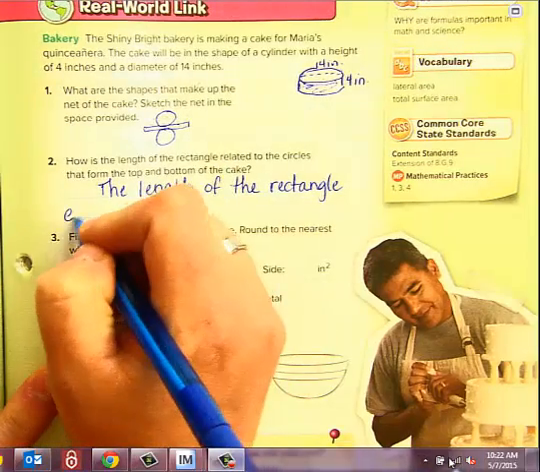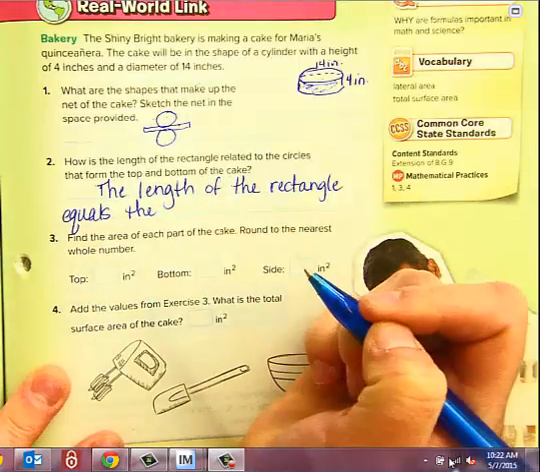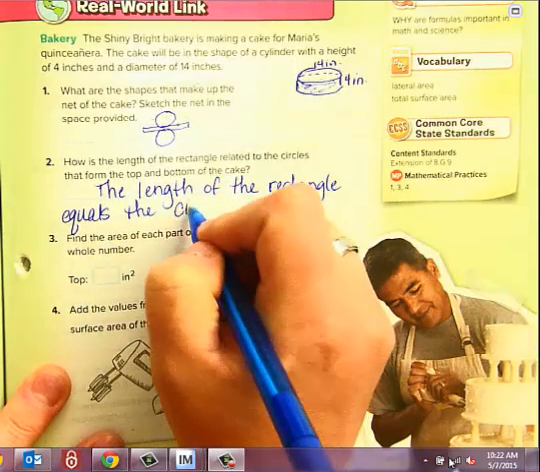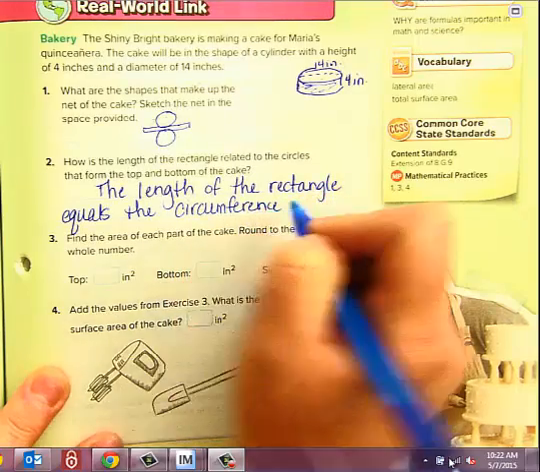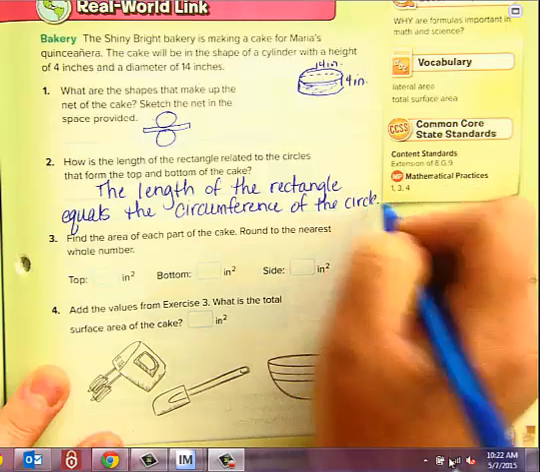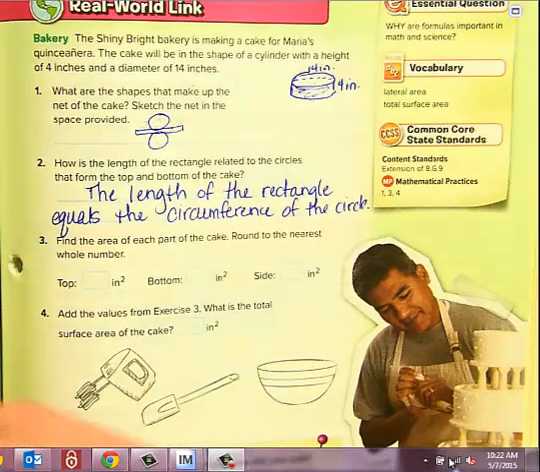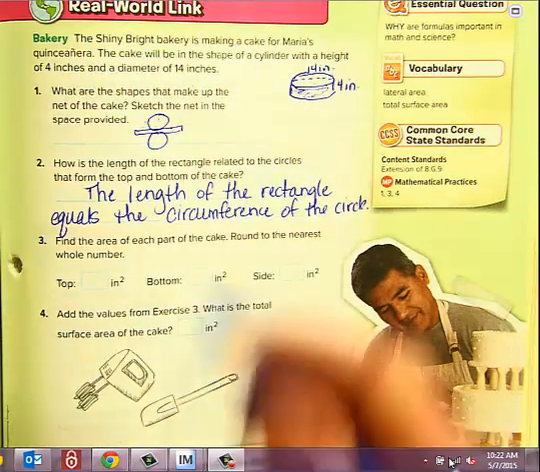equals, that word for all the way around the circle is the circumference, of the circle. Okay? What that means is that the length of the rectangle, if I opened it up, the length of that rectangle would go all the way around this circle.